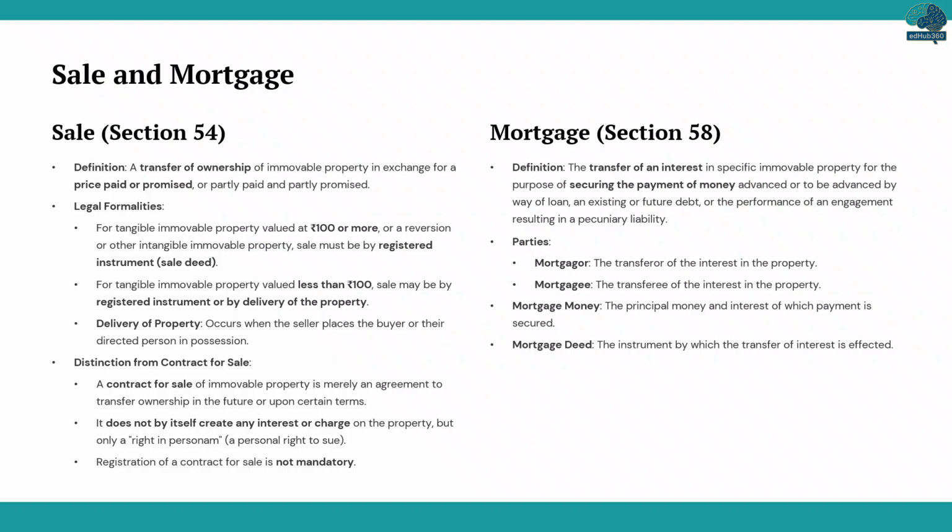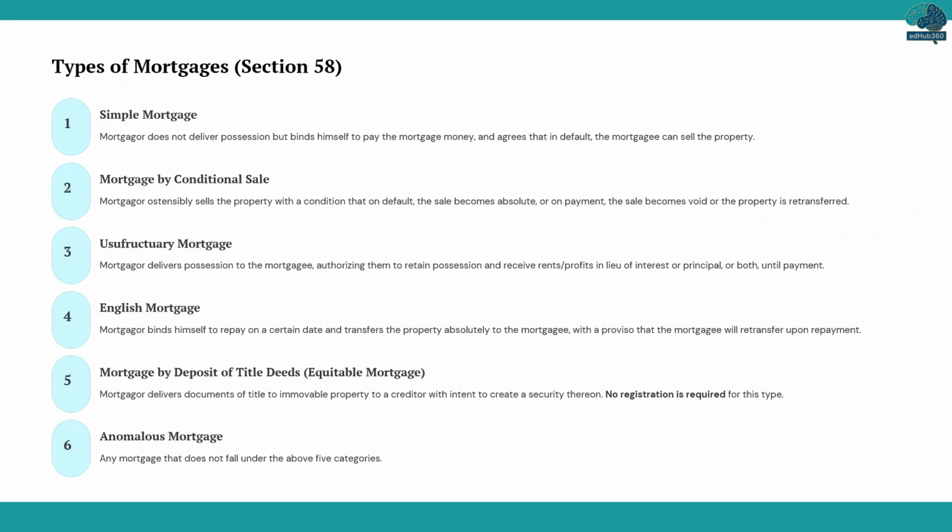The mortgagor is the one transferring the interest, and the mortgagee is the one receiving it. The money secured is the mortgage money, and the instrument affecting the transfer is the mortgage deed. The TPA outlines various types of mortgages under Section 58.